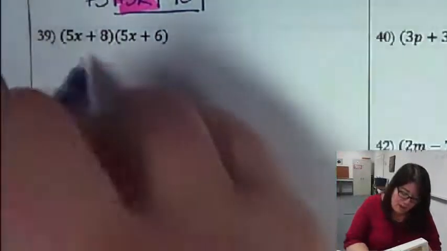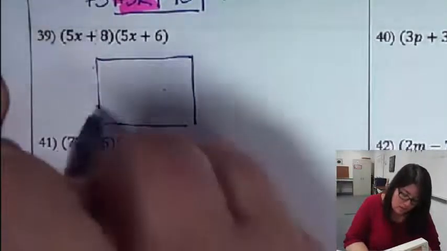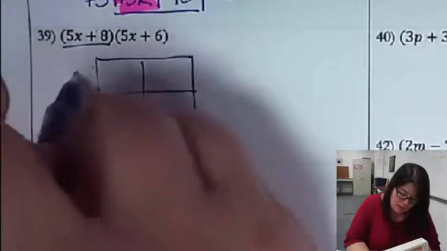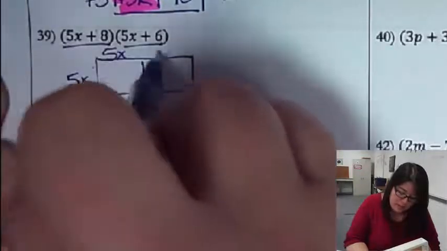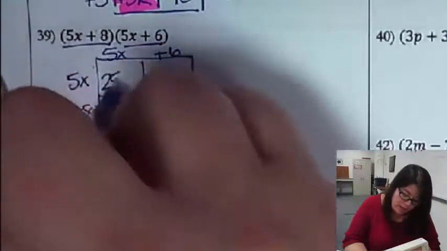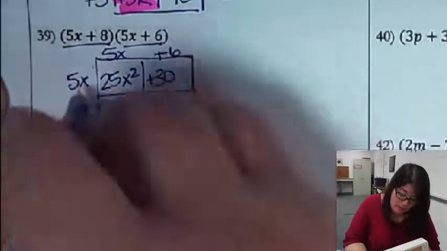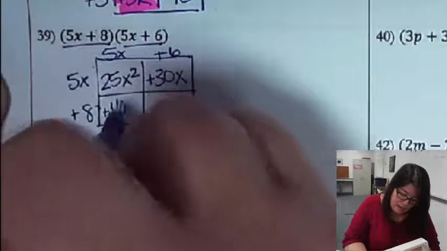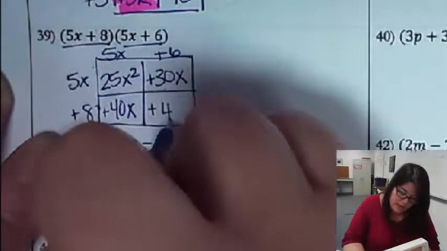39. Here, I'm going to do my boxes and put one of these down one side, so 5x plus 8, and one of them across the other, 5x plus 6, and it doesn't matter where they go. 5 times 5 is 25. X times x is x squared. 5 times 6 is positive 30. X times nothing is x. 8 times 5 is positive 40. X times nothing is x. And 8 times 6 is positive 48.